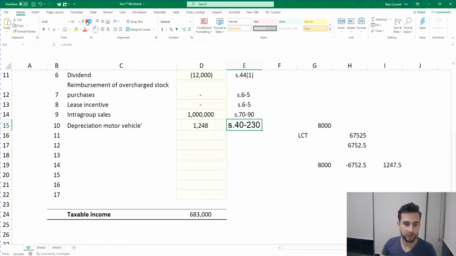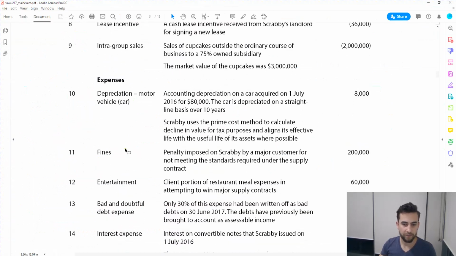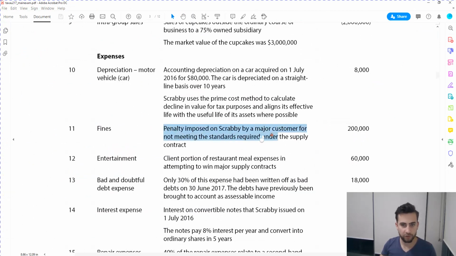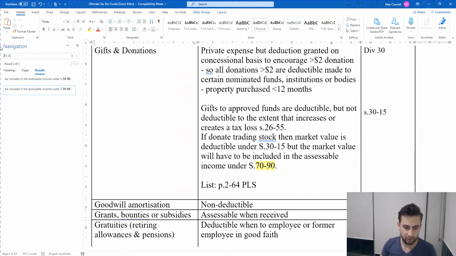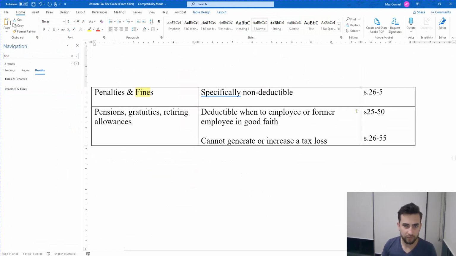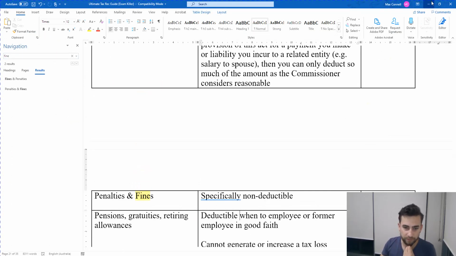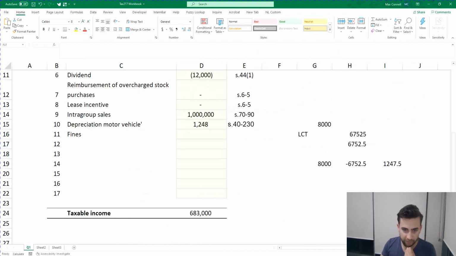Okay, so next question is, okay, fine. So the penalty imposed on Scrabby by a major customer for not meeting the standards under the supply contract. So they've got an expense in here of 200K in the P&L. So let's have a look at fines in our notes. So let's look up fines. Penalties and fines are specifically not deductible. However, is this a fine in the sense of the Income Tax Act 1997?